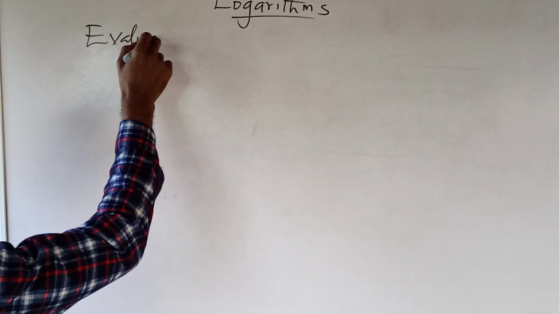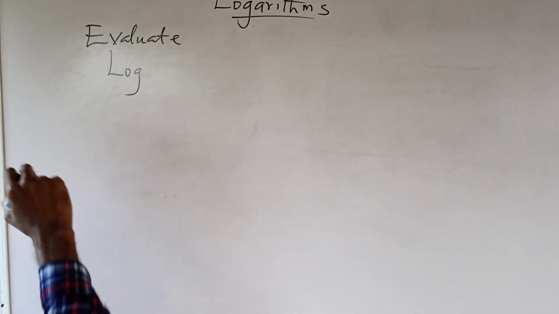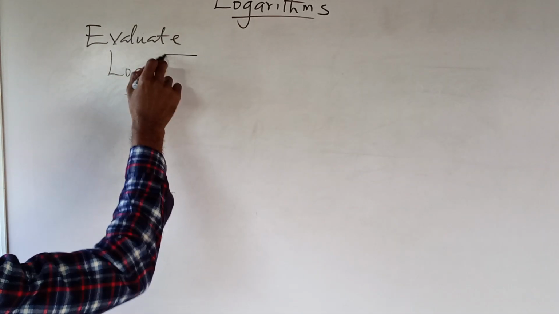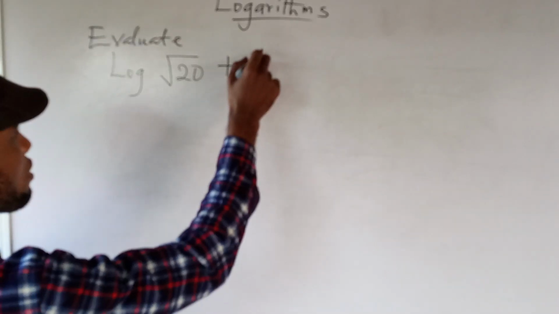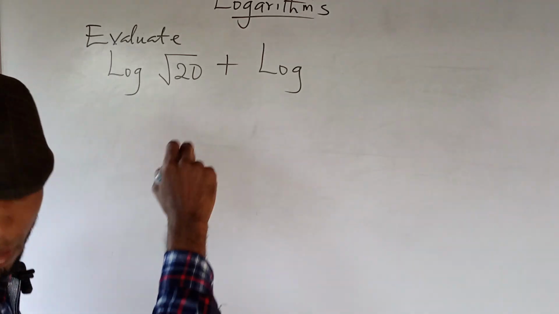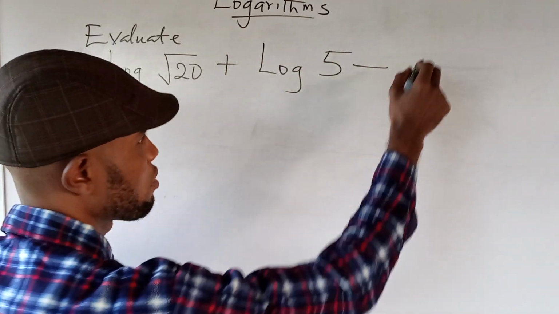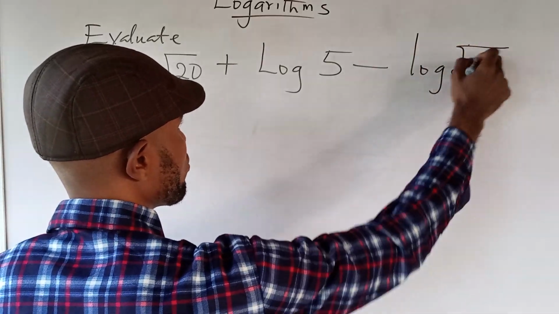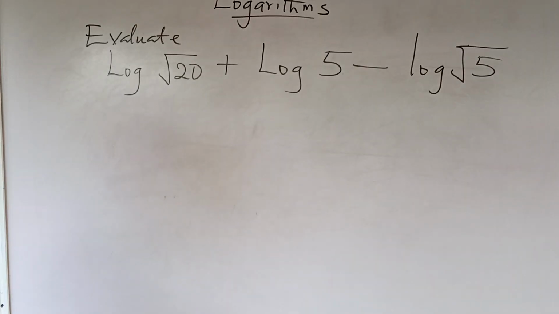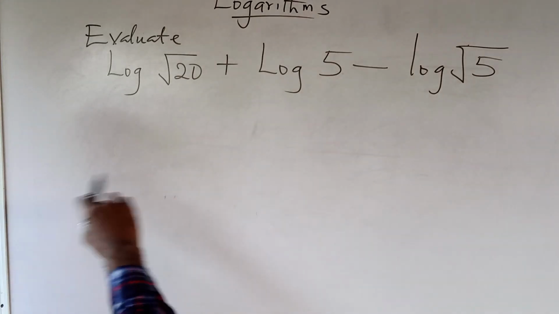Now, let's say that we have to evaluate log root 20, then plus log 5 minus log root 5. Okay, so if we have a question like this, now how do you solve this kind of question?